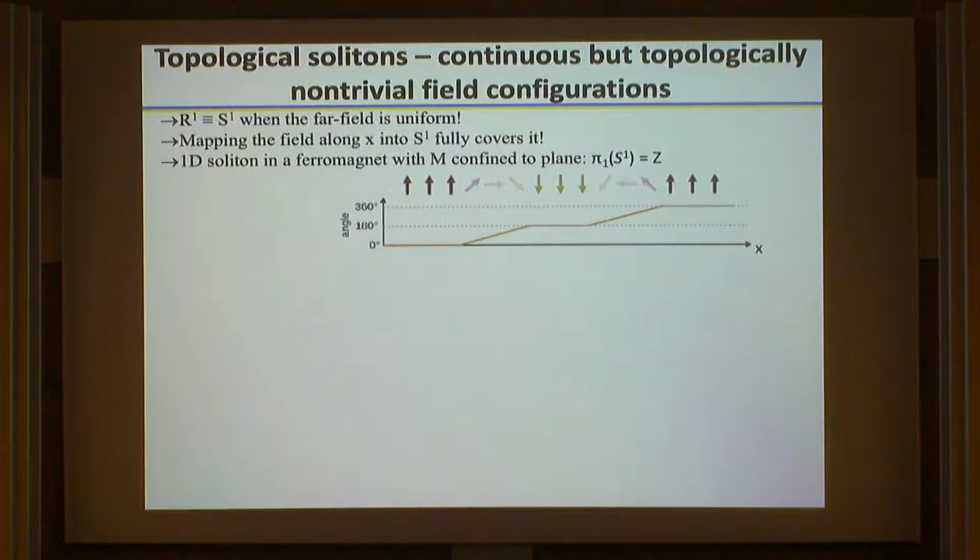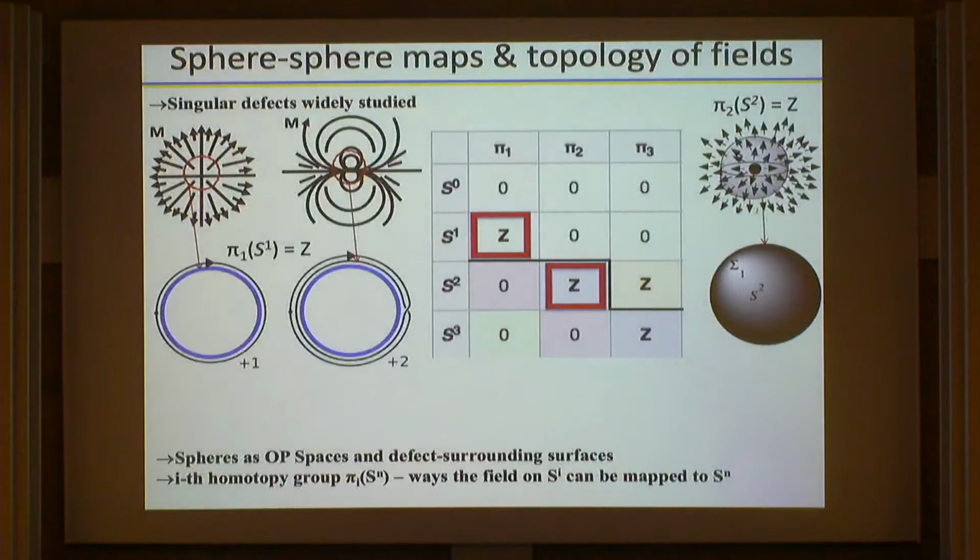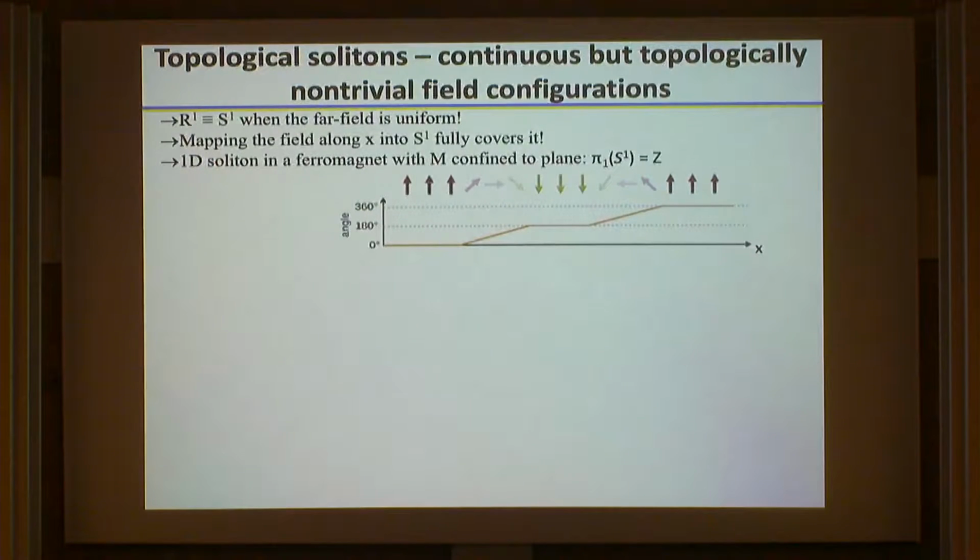But we can also have other types of topologically non-trivial field configurations where we don't have regions in space where the field is not defined. In these cases we have points, and those could also be lines and walls, where the order parameter is undefined. We can have perfectly continuous field configurations, yet topologically non-trivial.